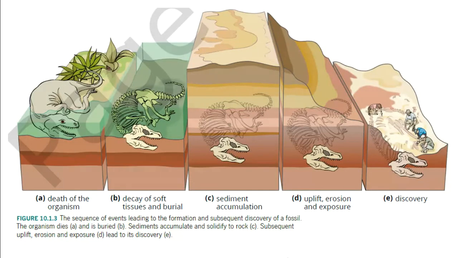Here we just have a sequence of events of how a fossil forms. They are covered by sediments after they die, then we find them by erosion, and we can discover them later. But there are some fossils remaining only if they haven't worn away with that erosion.